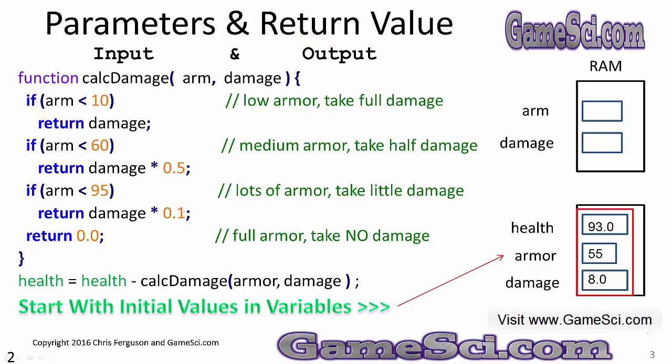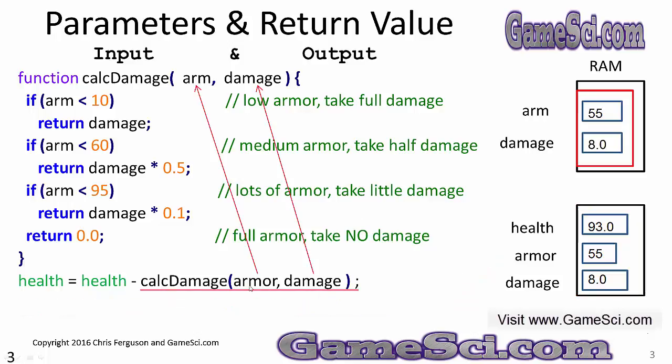Let's trace some code and see what happens. We'll start with some initial values in some variables. We'll have a health variable with 93 in it, an armor variable with 55, and a damage variable with 8.0 in it. Let's start with those values and call our function. So we're going to call the function calc damage, and armor will be passed as an argument to the parameter arm.